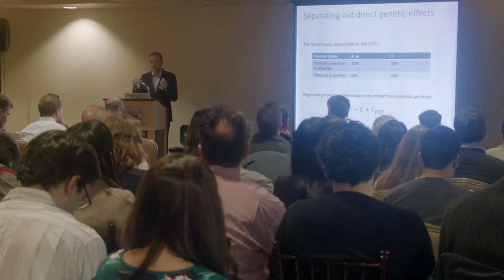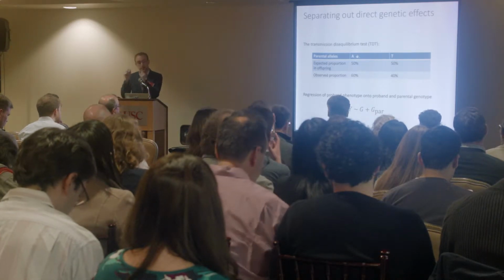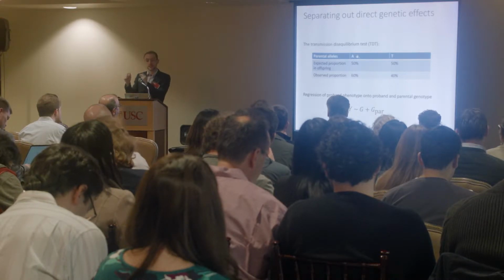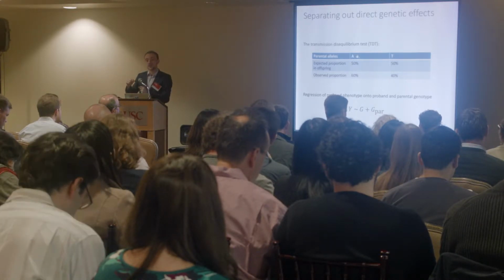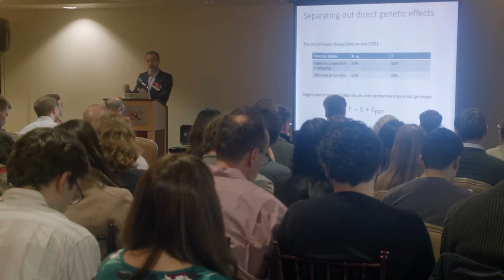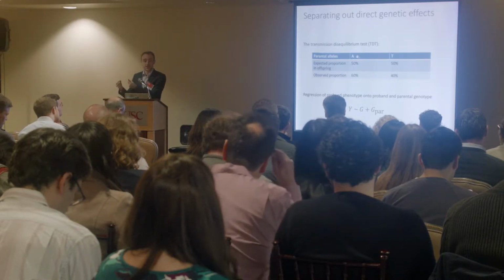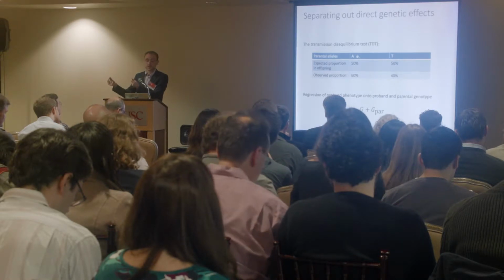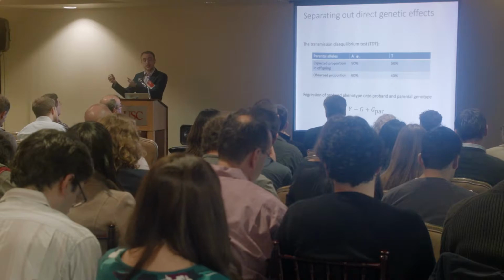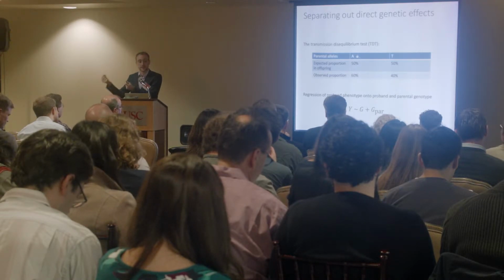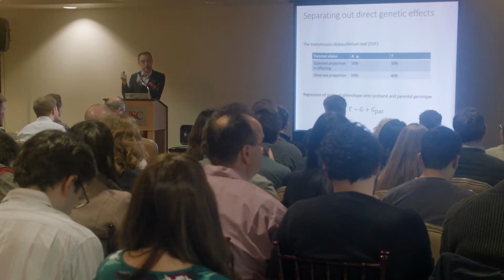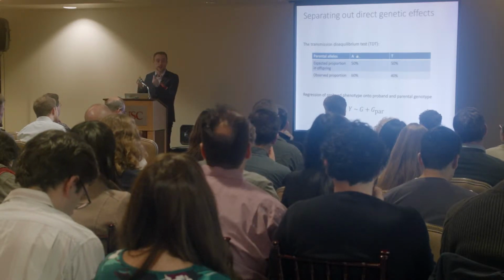So the TDT works by saying if you have parents that are heterozygous at a SNP, say AT, then by the laws of Mendelian inheritance, you expect 50% of the offspring to have the A, 50% to have the T. But if, say, the A allele actually contributes to causing this disease, then within offspring that have that disease, you would expect overtransmission of that A allele.